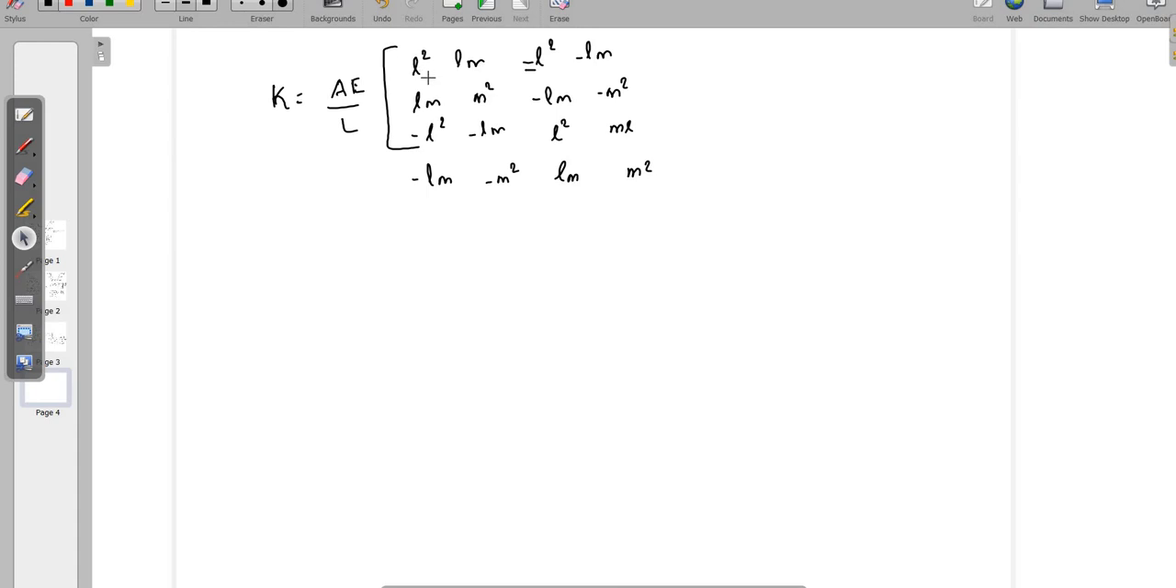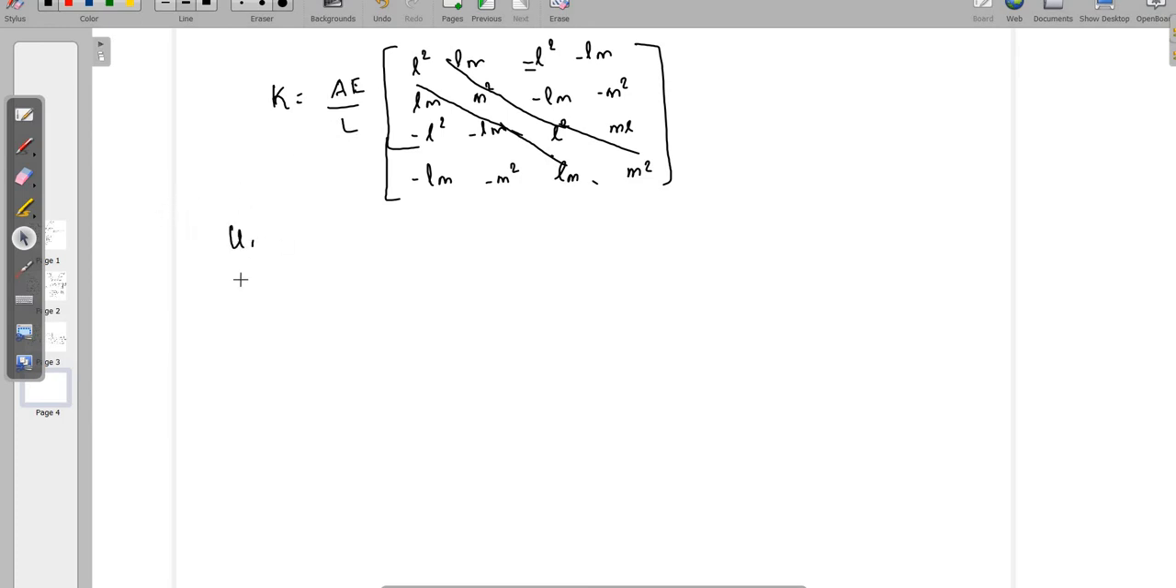So if you see the diagonal elements, it only varies. The off-diagonal elements on both sides are symmetrical. This is one of the properties of the stiffness matrix. There is a possibility of a 2 mark question: what are the properties of the stiffness matrix?